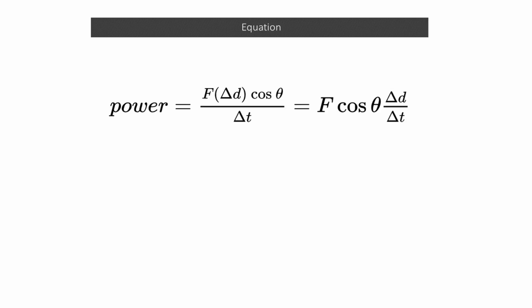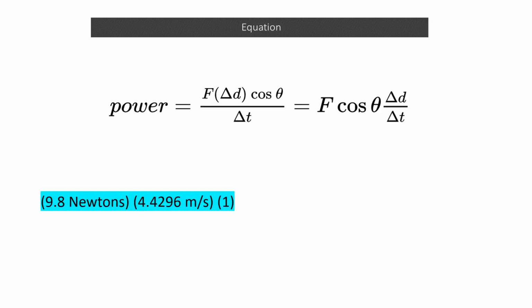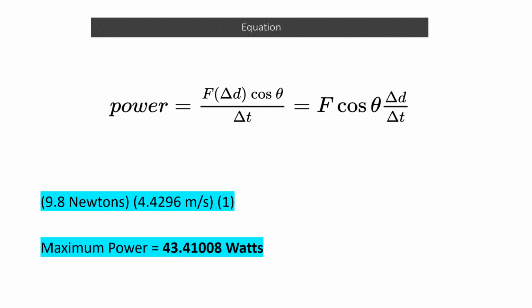And this is the equation again. So 9.8 newtons, which is the force, times 4.4296 meters per second, which is the velocity, or the distance over time, times 1, which is the cosine of theta. And that computes to the maximum power being 43.41008 watts.